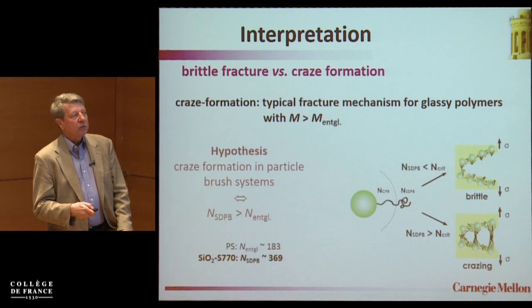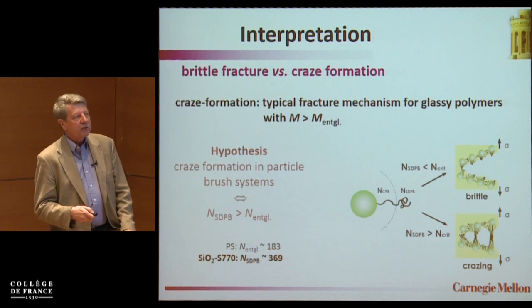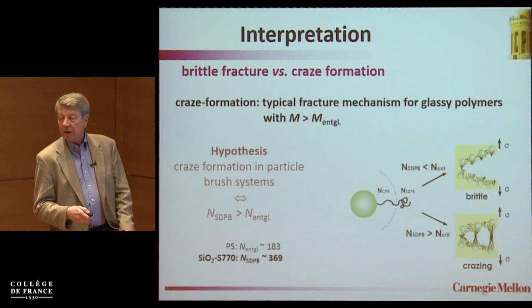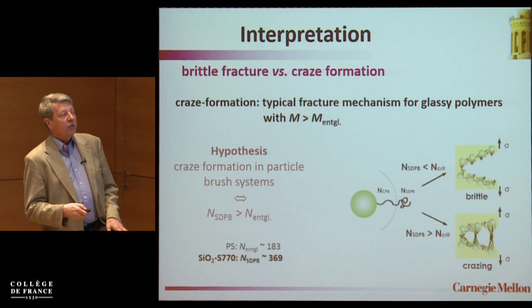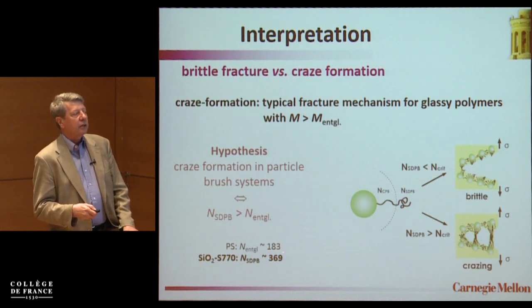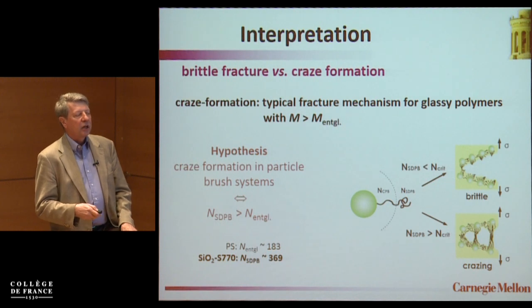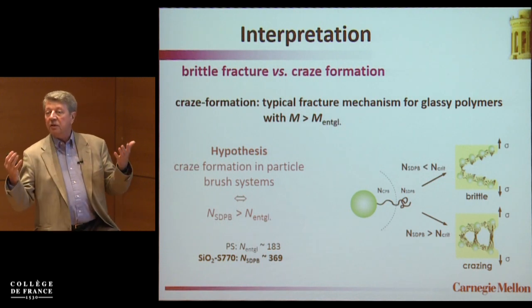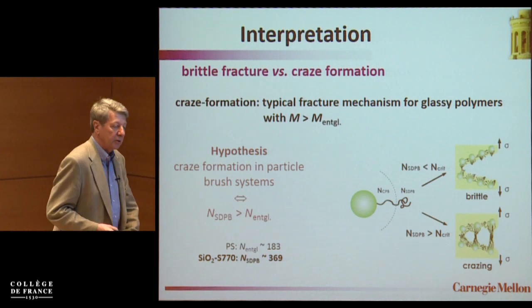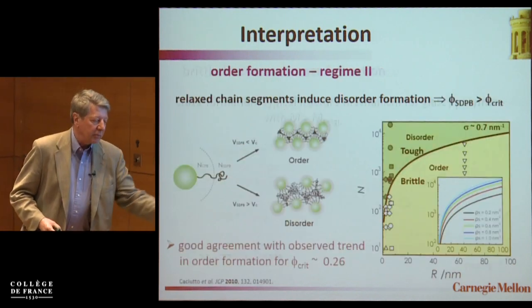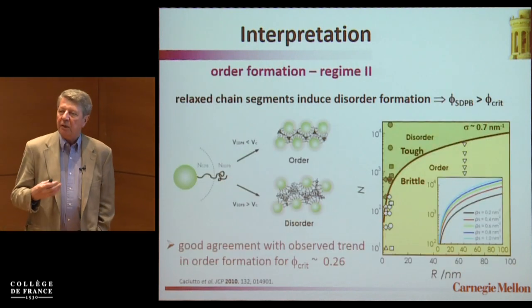But if I go now to this critical value, above a semi-dilute polymer brush regime, above this critical value, now you start getting this crazing behavior. And for polystyrene, this value is around 180, which means if I go to this semi-dilute polymer brush regime above 300, in that case they have much better mechanical properties. However, sometimes it comes at a certain expense.